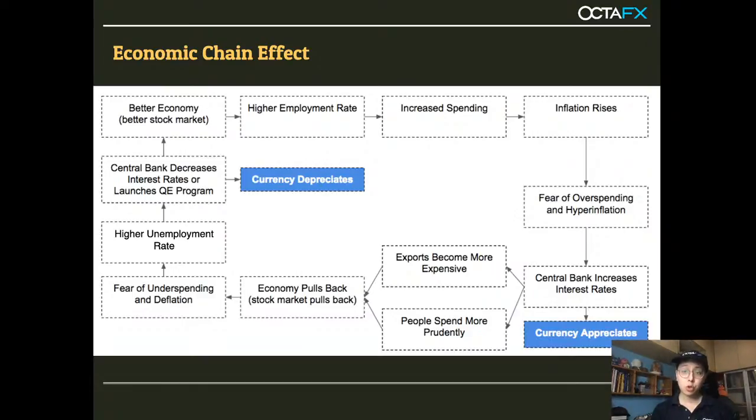Okay, now I want you to follow me on this so that you understand what I mean. Let's start with the top left corner, where I put here, better economy. I want you to imagine the economy right now is doing very well. Now when the economy is good, it means businesses are good. They are expanding. Businesses are going to employ more people. More people are going to have jobs. They are going to have higher increments of salary. So that's where the higher employment rate goes.